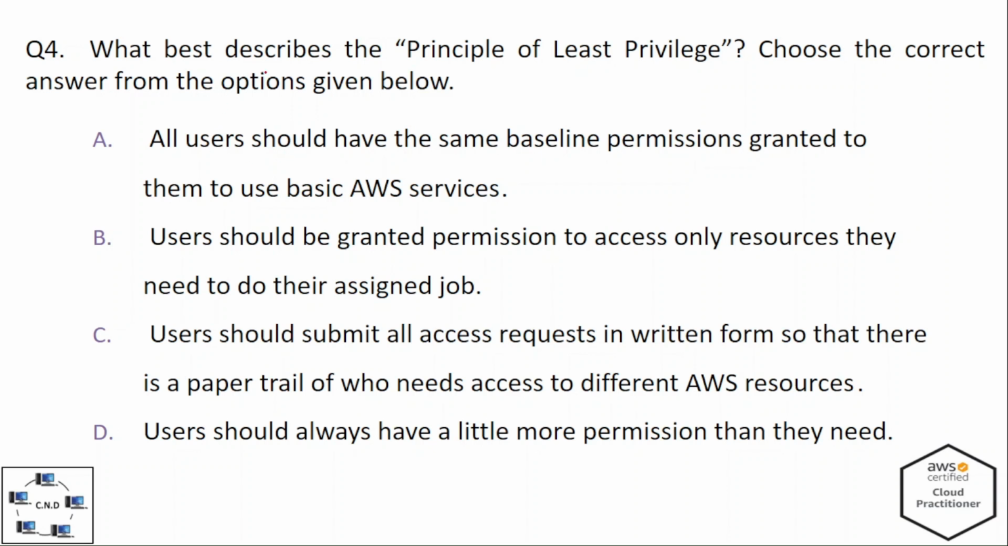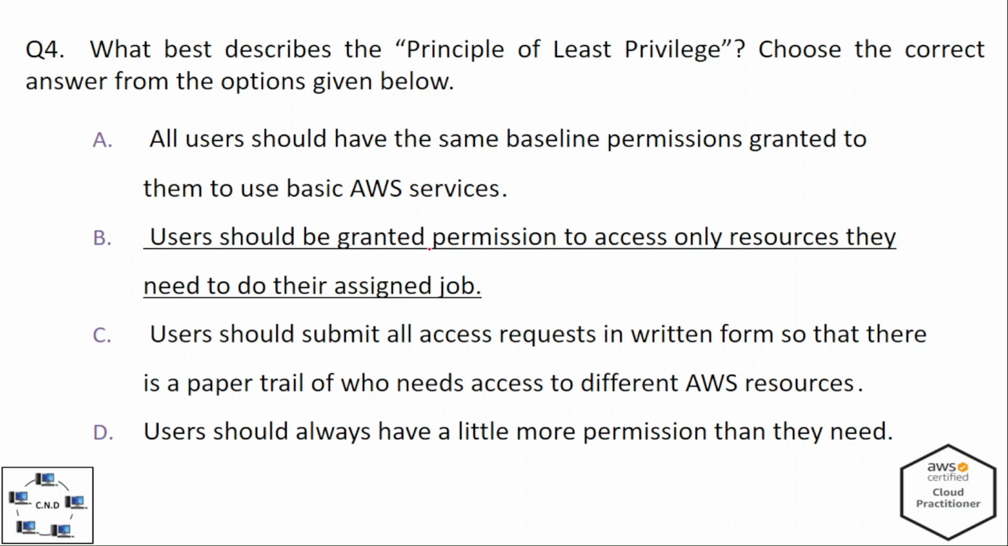Question number 4 is, what best describes the principle of least privilege? Choose the correct answer from the options given below, and the options are A. All users should have the same baseline permissions granted to them to use basic AWS services. B. Users should be granted permissions to access only resources they need to do their assigned job. C. Users should submit all access requests in written form so that there is a proper trail of who needs access to different AWS resources. And D. Users should always have a little more permission than they need.